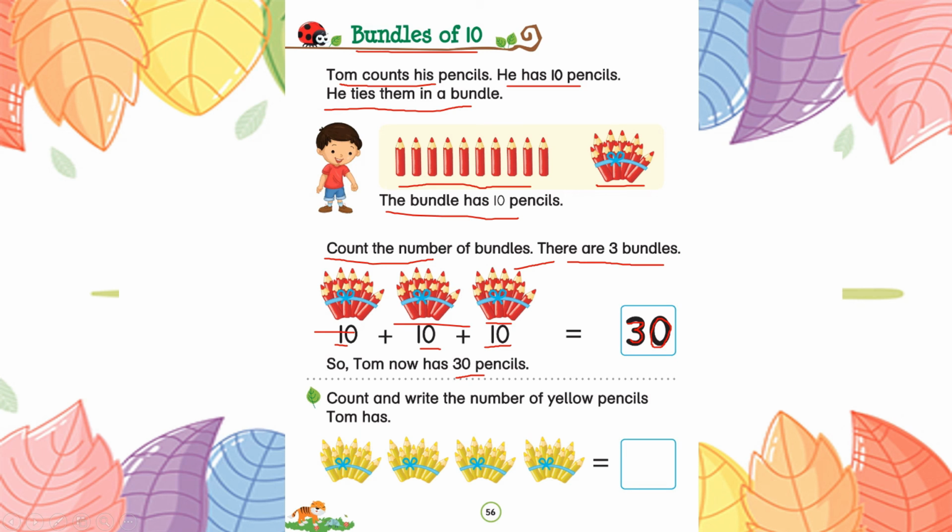Now let us do this one. Count and write the number of yellow pencils Tom has. Now these are also Tom's pencils and these are yellow in color. Let us count them. 10, 20, 30, 40. Yes, children, these are 40. Very good.